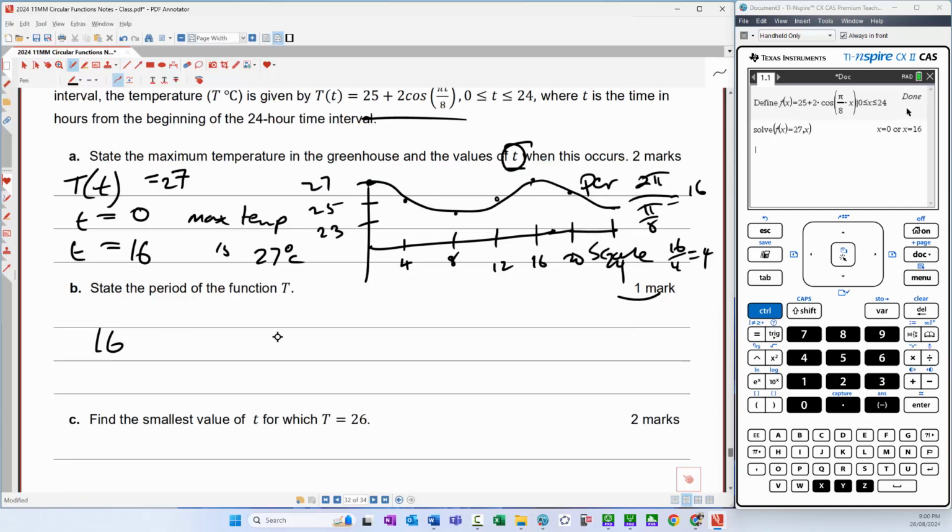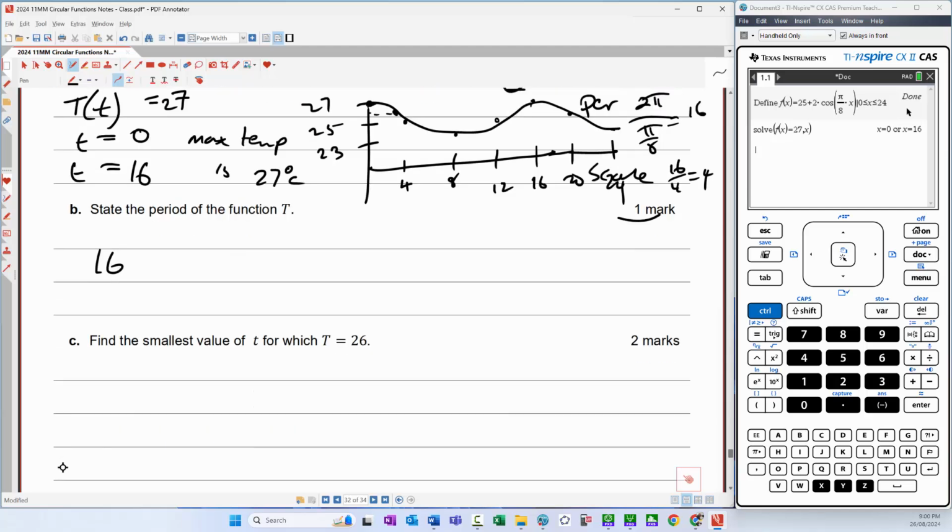Find the smallest value of t for which T of t equals 26. So we can see that it's going to be here somewhere. And it says it's worth 2 marks. So what we're going to say is, we'll say T of t equals 26, where t is an element, and we'll tell it to hunt somewhere between, we can see, 0 and 4. I know that it's somewhere there.